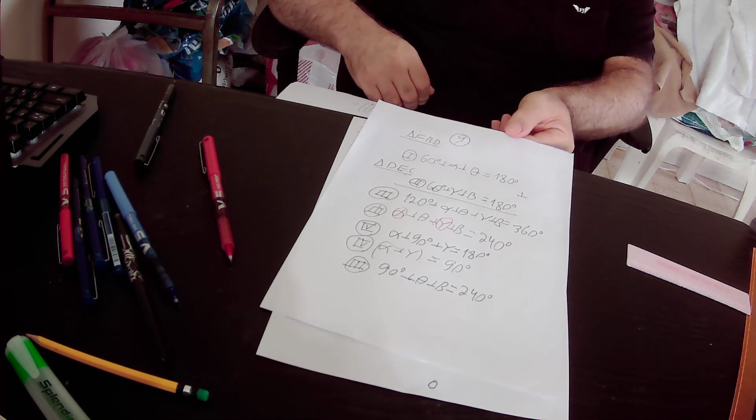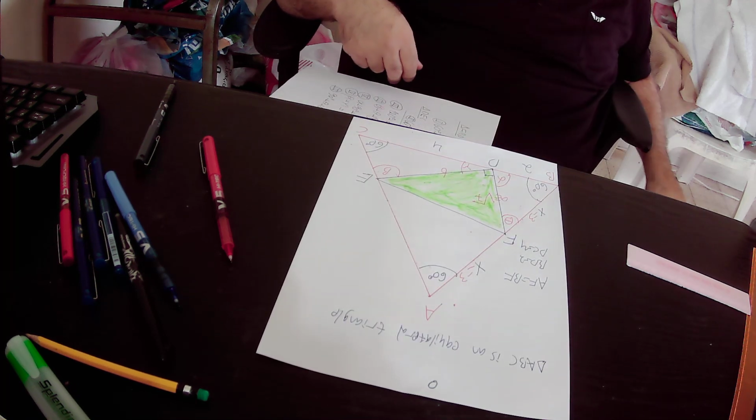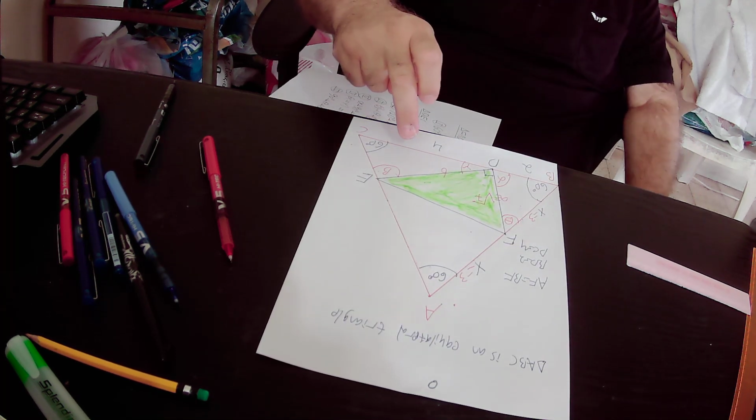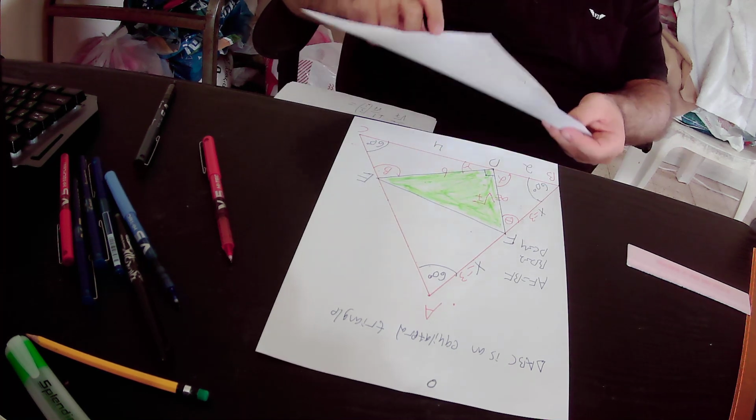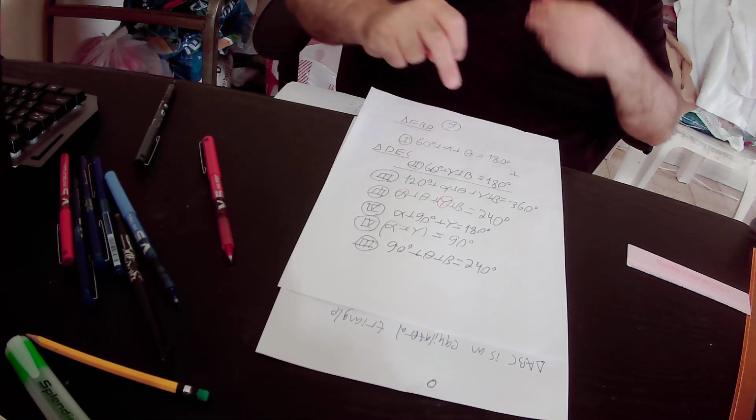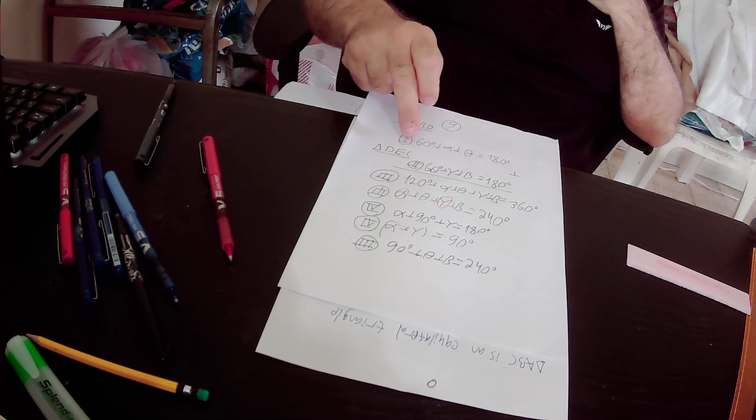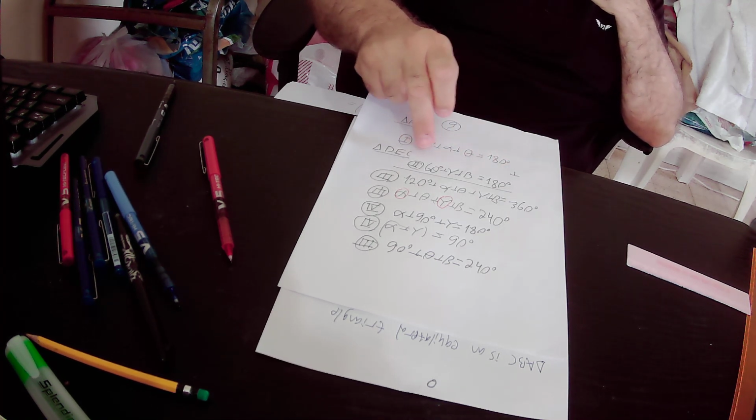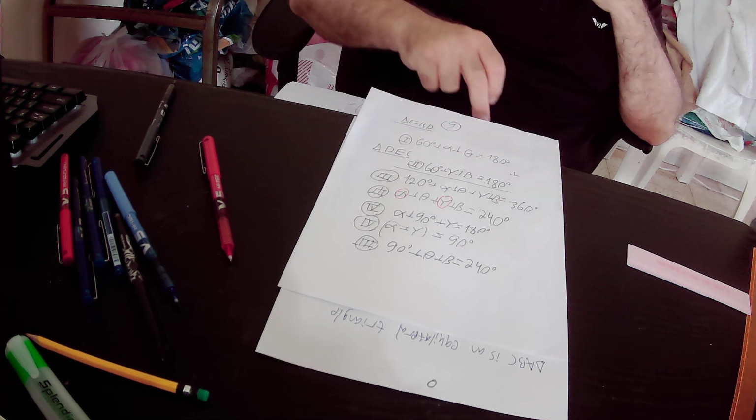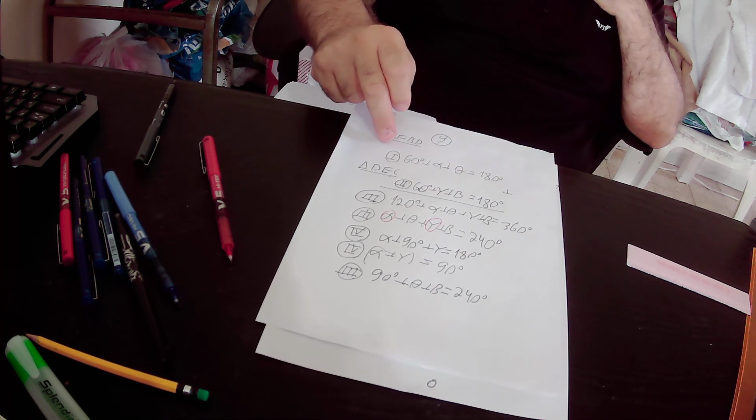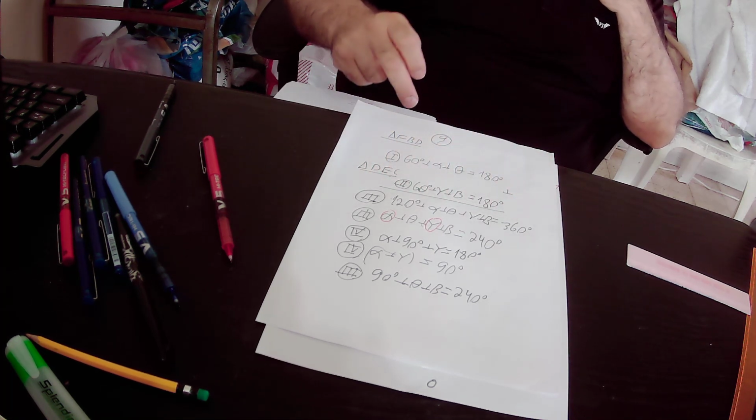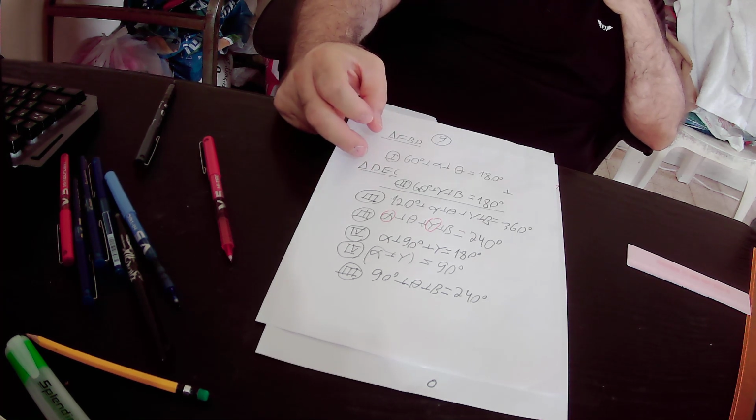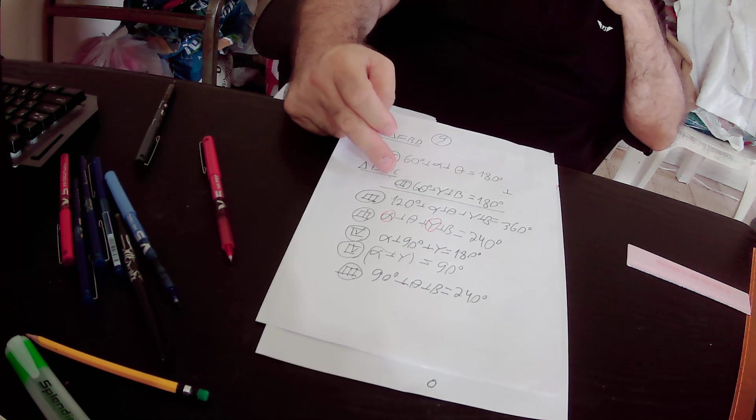Then we created the second equation that states that in the small triangle DEC, the sum of its angles is equal to 180 degrees. Then we added equation number 1 to equation number 2 and created equation number 3. Again, equation number 3 is the addition of equation number 1 to equation number 2.